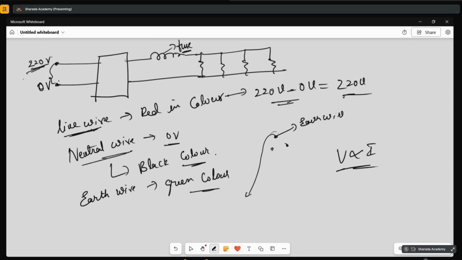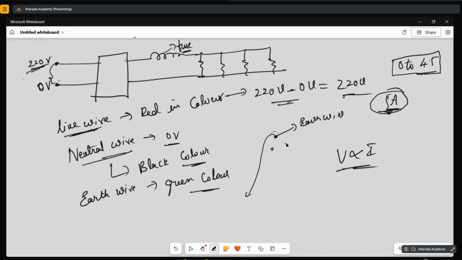Think of a 5 amps fuse. Suppose the current rating for the TV is around 4.0 to 4.5 amps, or near 5 amps. So we use a 5 amps fuse there. What happens if the current is more than 5 amps? Then the fuse will blow off.